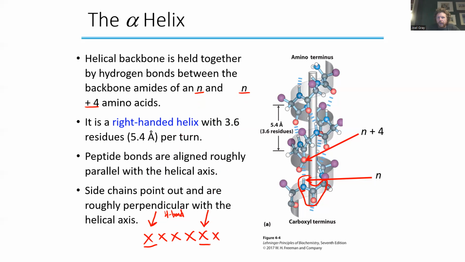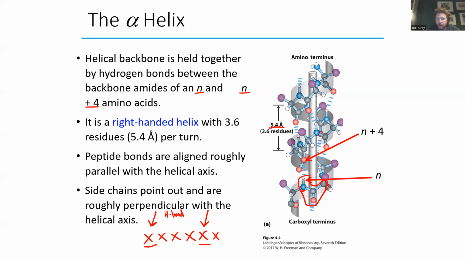Now this alpha helix is a right-handed helix with a measure of 3.6 residues per turn. To wrap your mind around that, one complete rotation takes approximately 3.6 amino acids. So to basically form a circle of it, it takes about 3.6 amino acids. Now, the height of that is displayed right here. It is 5.4 angstroms. So an angstrom is smaller than a nanometer.